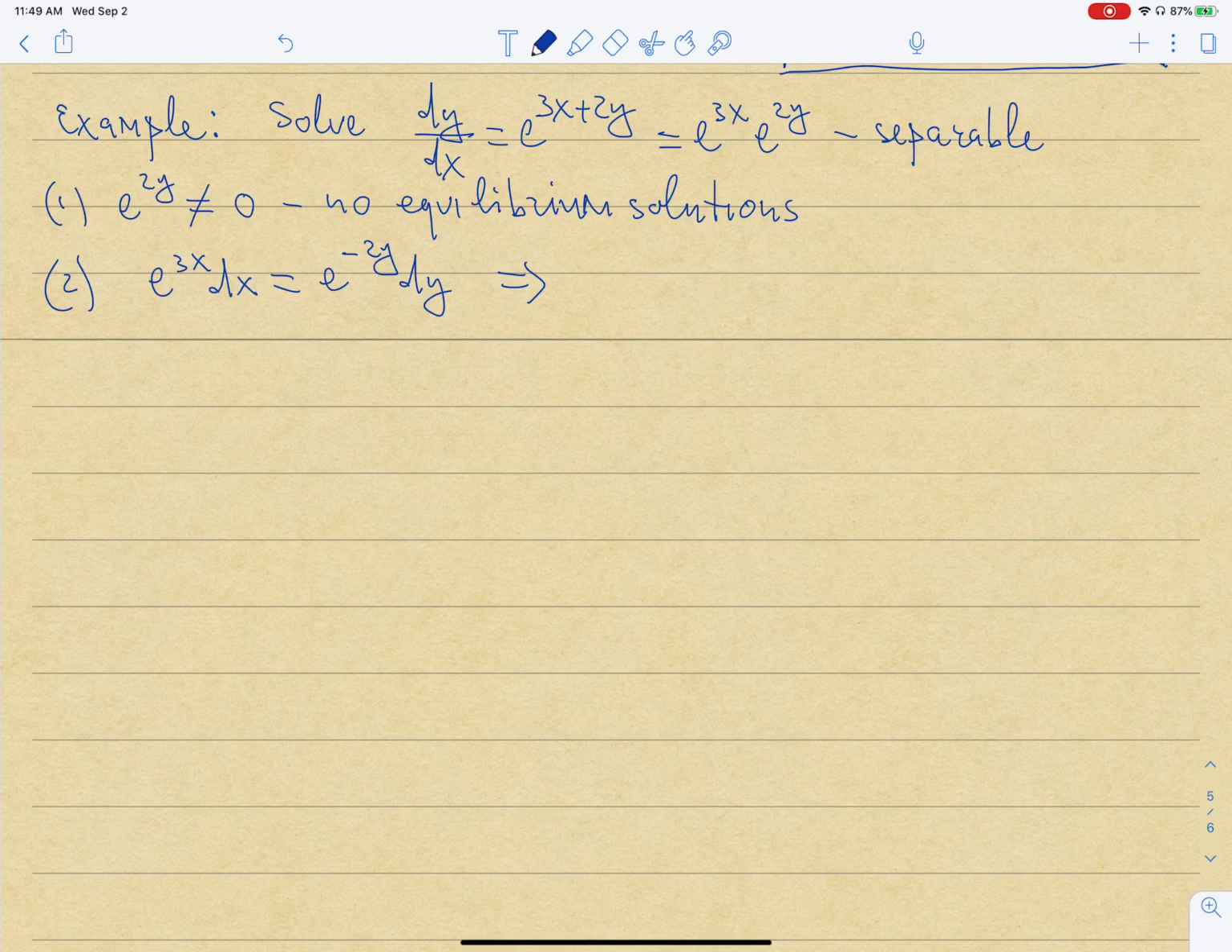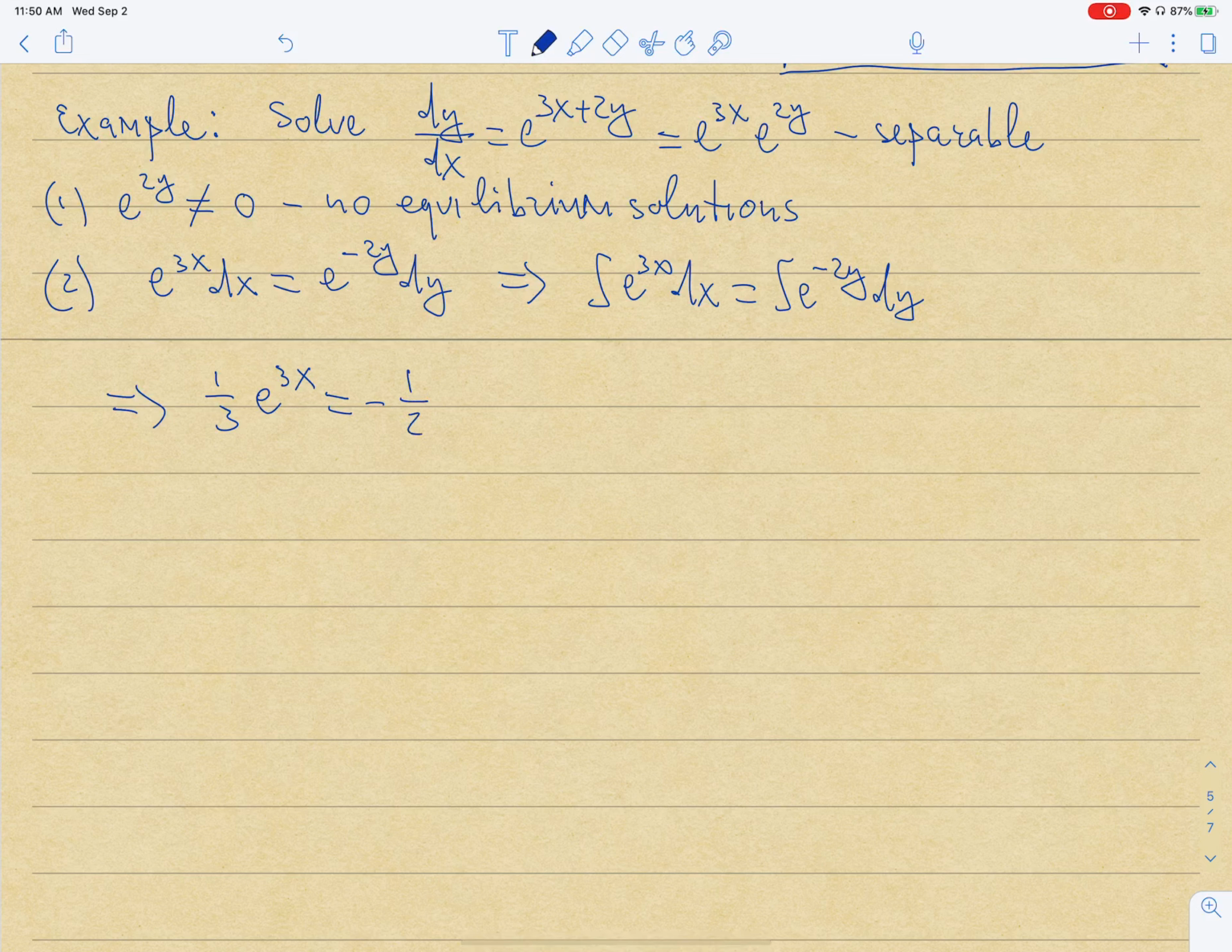So then we integrate. The integral of e to the 3x dx should be the same thing as the integral of e to the minus 2y dy, and so therefore 1/3 e to the 3x should be equal to minus 1/2 e to the 2y plus a constant. And that is again an implicit solution of the ODE.